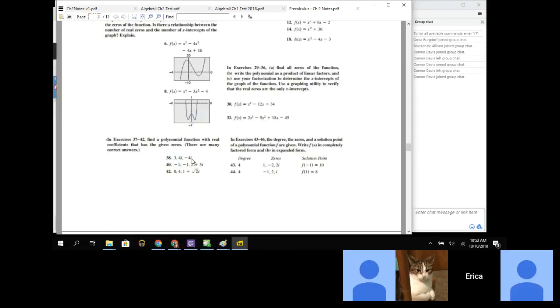Okay. And then number 43 we didn't go over. So if you do not know how to do 43, you can try 43. But if you don't know how to do 43, you can skip over that one. But these guys should actually be pretty easy because they basically do all the hard work of factoring. You're just rewriting it.